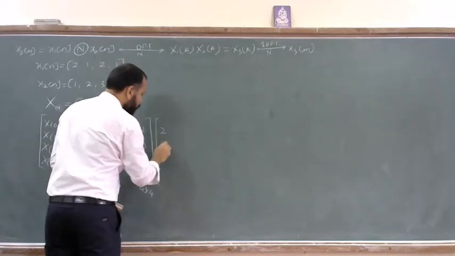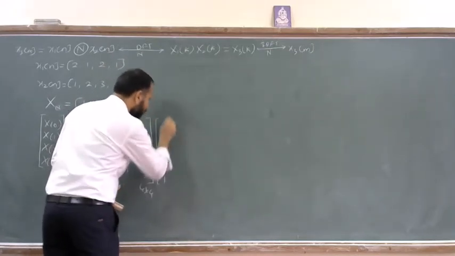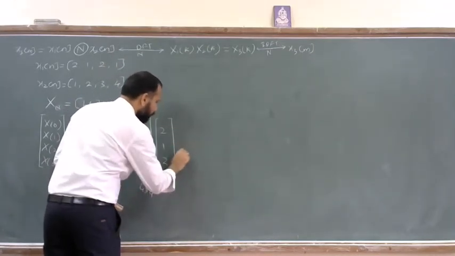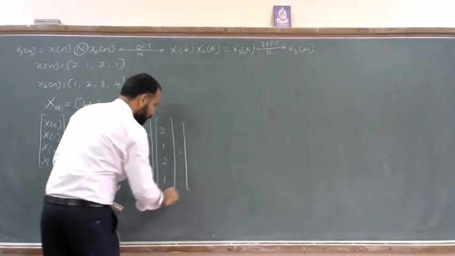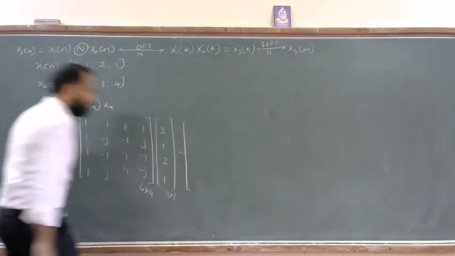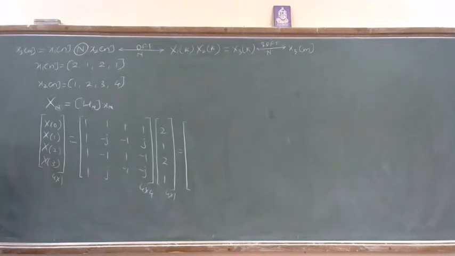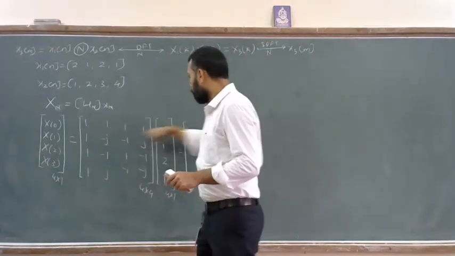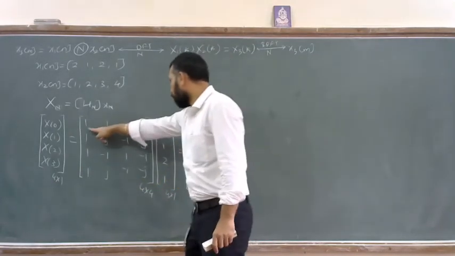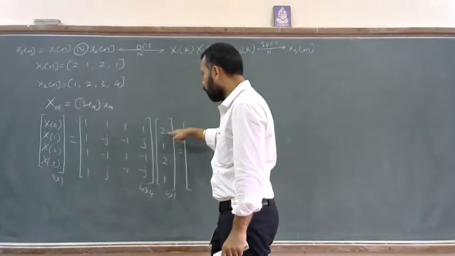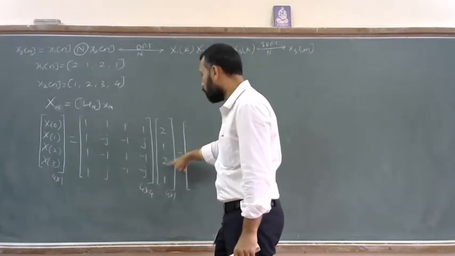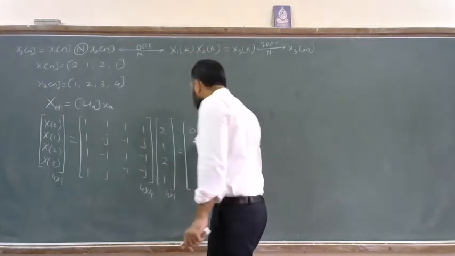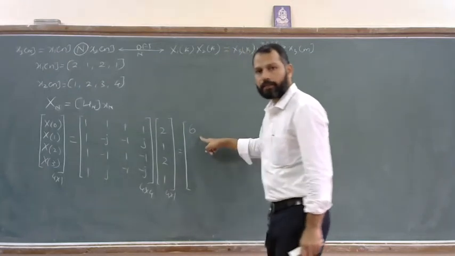given sequence 2, 1, 2, 1. This will be a 4 cross 1 vector. Okay. Multiply these two matrices. So the first row will be multiplied to the first column. 2 into 1, 2 plus 1 plus 2 plus 1. So the first DFT point will be 6.